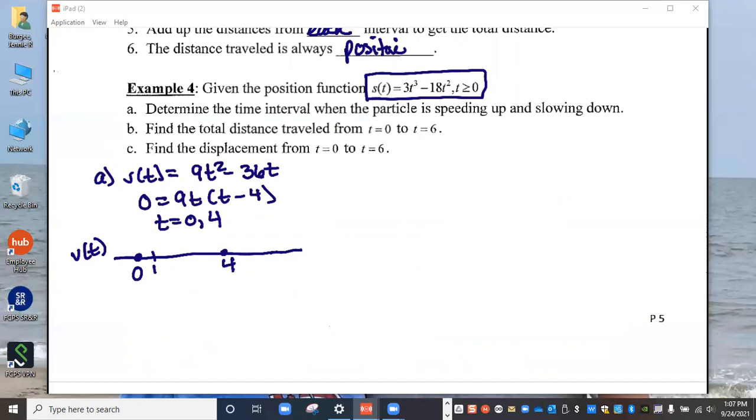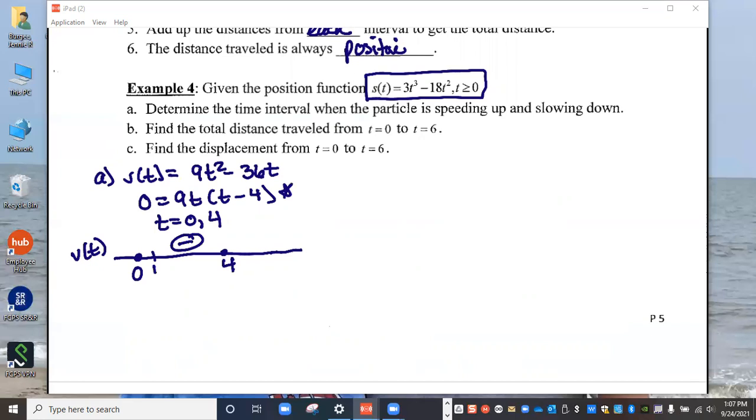Pick any number between 0 and 4. You take the 1, you plug it back into your velocity function. Plug it back into the one that's factored. It's easier. You don't need to actually calculate the number. You just have to know whether it's positive or negative. So when I plug 1 into my velocity function, would I get a negative number or a positive number? Negative. So I know that my velocity is going to be negative between 0 and 4.